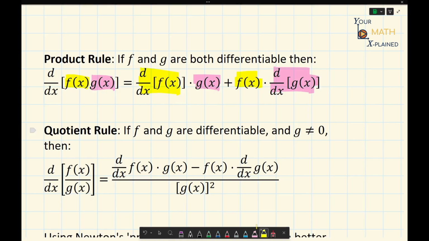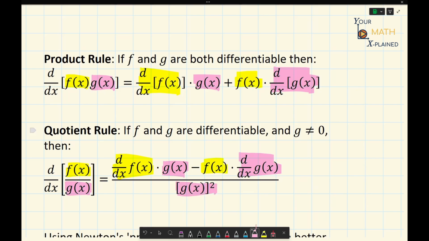And the quotient rule is pretty similar. If we have f and g both being differentiable, and of course g cannot be equal to 0, then the derivative of f divided by g is going to be the derivative of f multiplied by g. And notice how here we have a subtract instead of a plus, like in the product rule. So it's subtract f of x multiplied by the derivative of g of x, and then this is going to be over g of x squared.